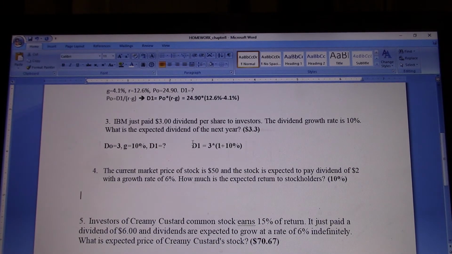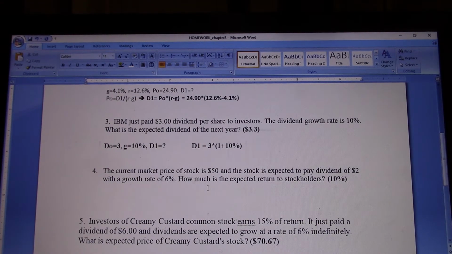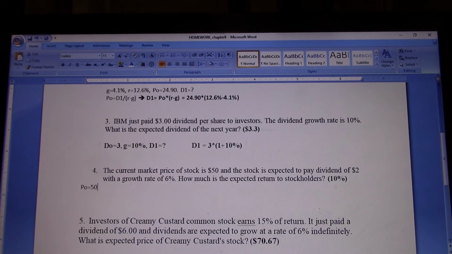Question number 4. The current market price of the stock is $50, and the stock is expected to pay a dividend of $2. So P0 is 50, and that means D1 is 2. G is 6%. So how much is R?